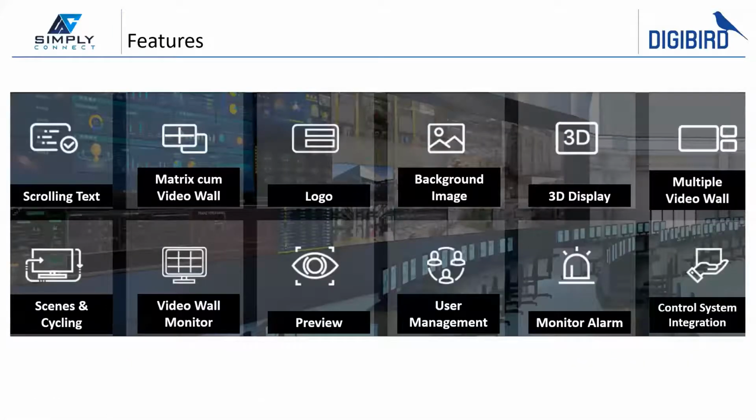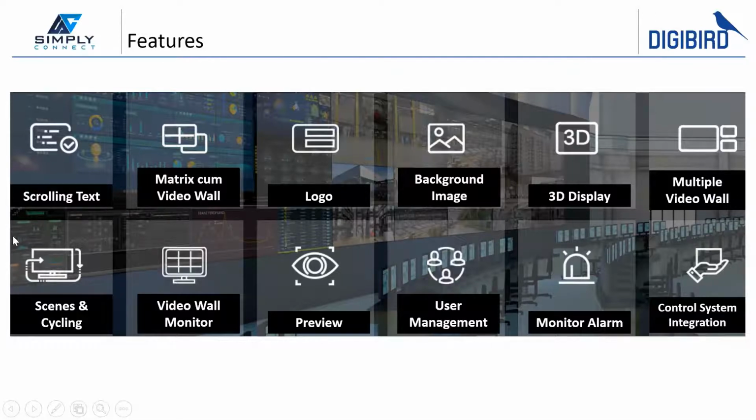Then this is a summary of all the features for the modular video processor. It can also support scrolling text. Similar to A10, you can do matrix combined with video wall, and you can also put in a logo and background image, and it can support 3D display. For one chassis or one video processor, you can control multiple video walls. For the fixed port one, you can only form one video wall, but the modular type can control multiple video walls.